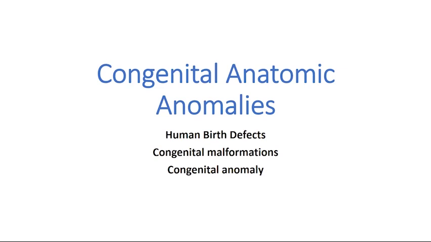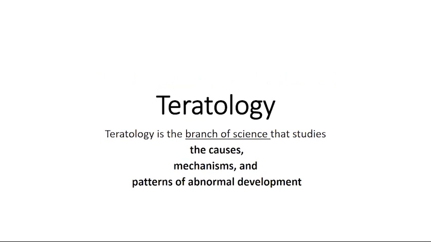The congenital anatomic anomalies we are talking about are human birth defects, congenital anomalies, and they include the congenital malformations. This is teratology. Teratology means a branch of science that studies the causes, mechanisms, and patterns of abnormal development. So teratology looks at what can be the cause which leads to this abnormality, what is the process which occurred, and what are the different types of abnormal developments which can occur. So it is all about the abnormality which occurred, why it occurred, what was the type, what was the process, and what all resulted.